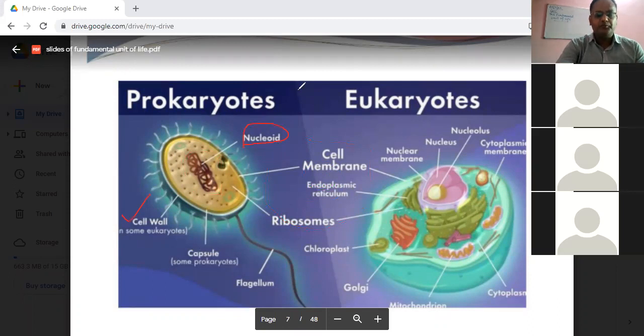So the prokaryotes are the organisms which have the primitive nucleus. A well organized nucleus is absent, and that type of nucleus which is not bounded by the nuclear membrane is called the nucleoid. Is it clear to all the students? Through the chat box you can send me the reply. Okay, yes, I got the feedback.